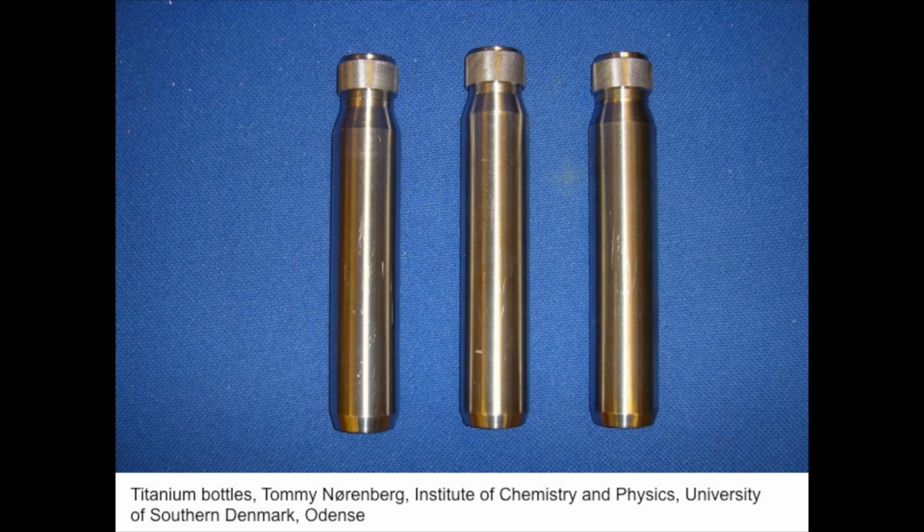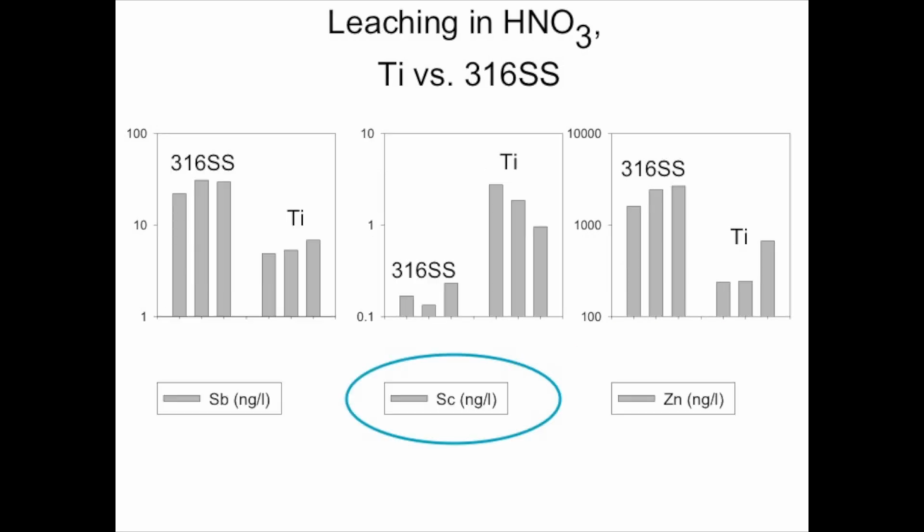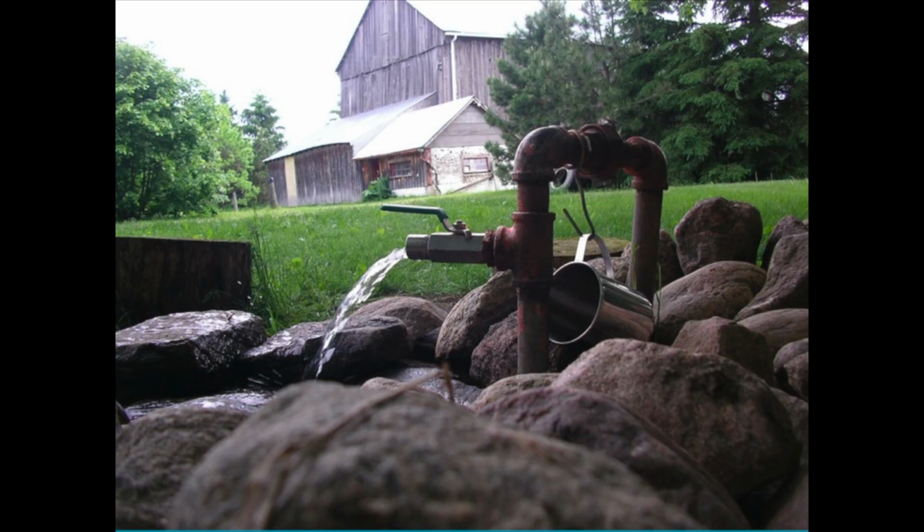And we did some leaching tests in nitric acid. And to my surprise, there's lots of lead leaching from the titanium bottles, much more than the stainless steel. So I was really surprised and so glad we didn't invest in a titanium well. And even worse, my favorite element, scandium, is also leaching from the titanium. So titanium, not a suitable material. So we decided to go with stainless steel for our first research well.